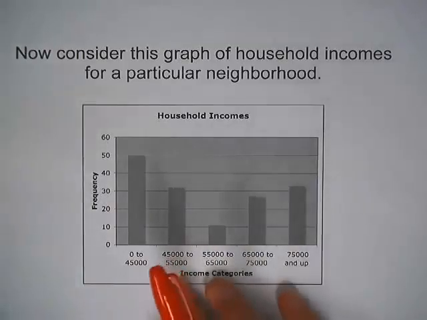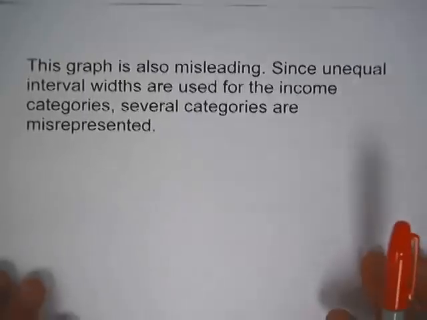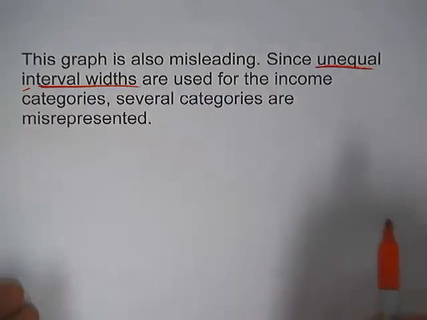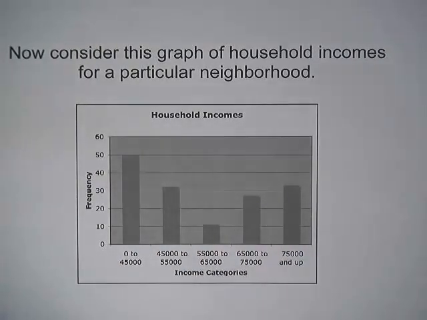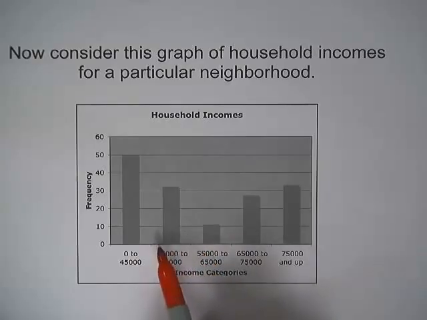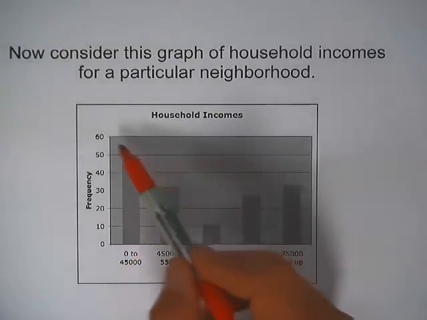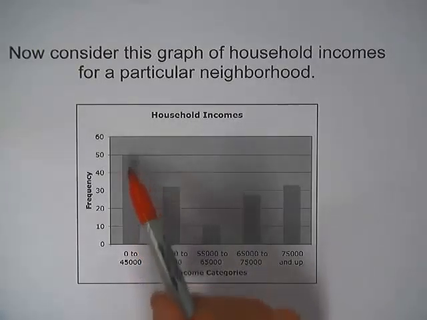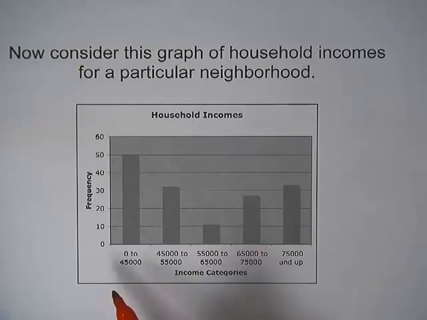Again, this is misleading. Since unequal intervals are used for the income categories, several categories are misrepresented. The three middle categories are probably displayed pretty well. They all have interval widths of $10,000, so it's pretty easy to compare these three income levels. But the first one, this one is covering a whole wide range of people from 0 all the way to 45,000. Within this bar, there could be people making $44,000, but also people making no money in a year.